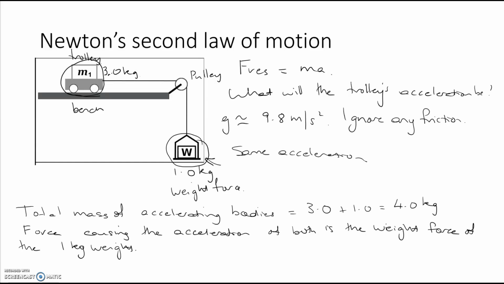Okay, so let's look at the weight force, the force weight. So that's going to be 1 times, it'd be the mass times gravity, so that's 1 times 9.8, roughly. And that gives us 9.8 newtons. The acceleration on the trolley is going to be the same as the trolley and the mass together.